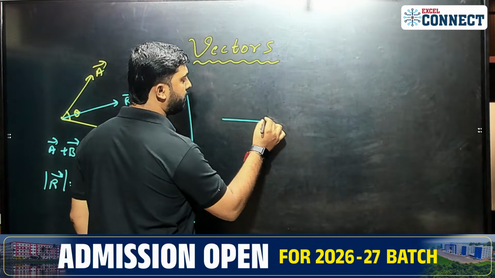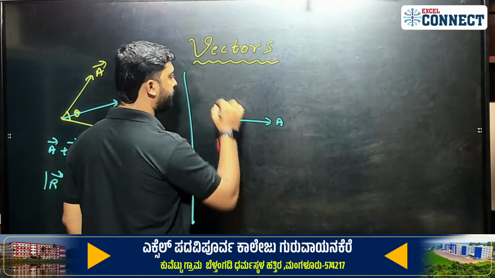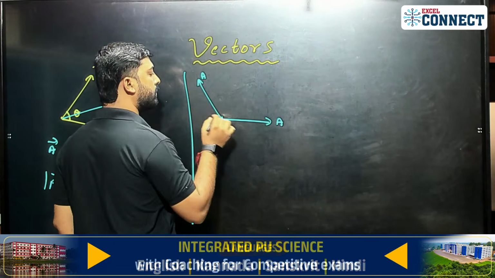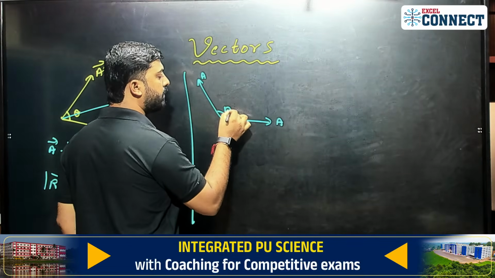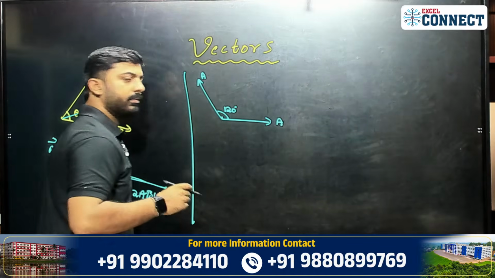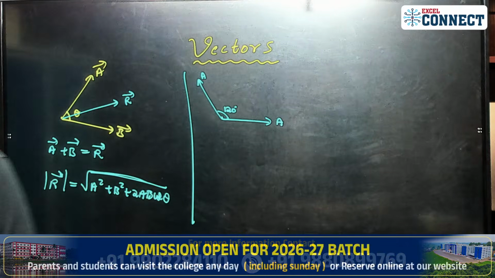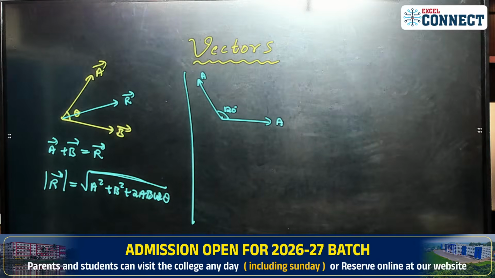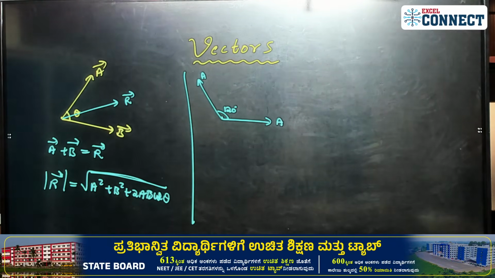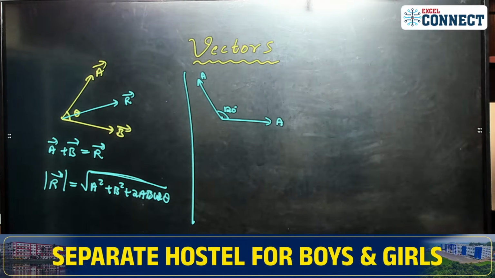So, what if there are two vectors, both have the same magnitude, but they make an angle of 120 degrees with each other.